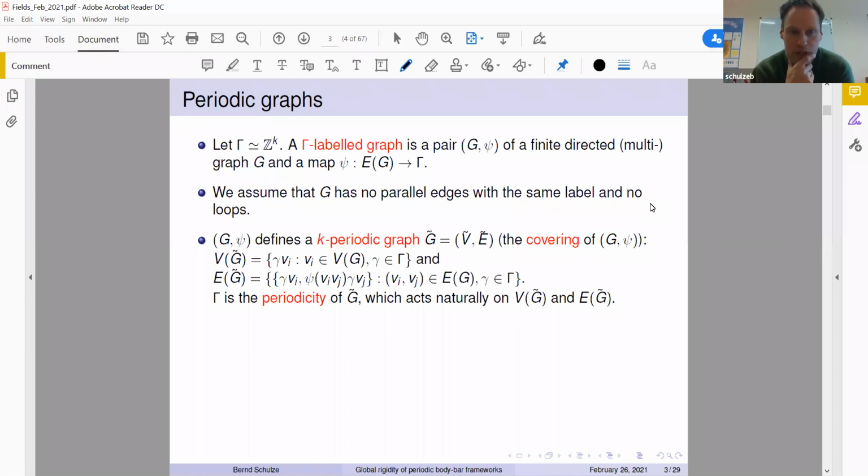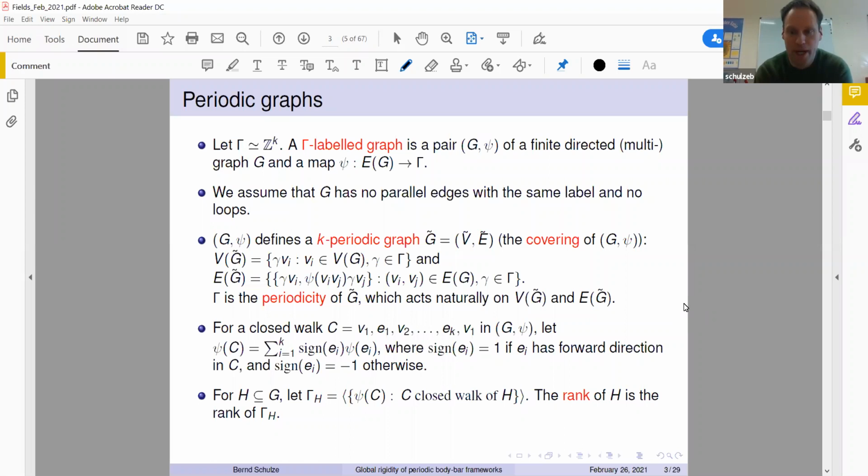Okay, and so given such a gamma labeled graph, as I said, this lifts naturally to a k-periodic graph. So we get the covering of this gamma labeled graph, which I call G tilde here. And so you get G tilde by setting up these infinite sets. And of course, gamma here acts naturally on these sets. Okay, I will show you an example in just a minute.